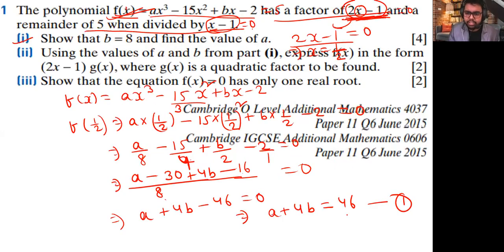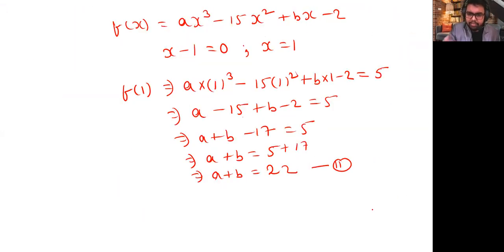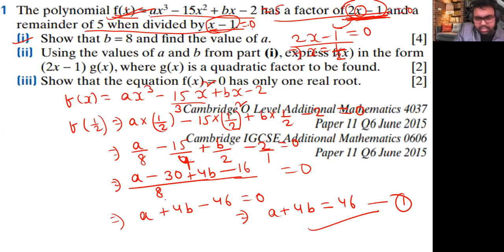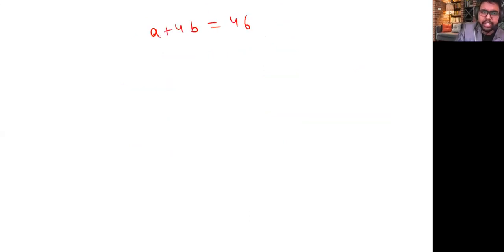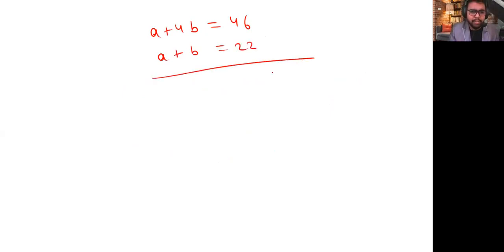Now I have two equations. I have this equation, I have this equation. Let us solve them. So I have a plus 4b is equal to 46. Yes, a plus 4b is equal to 46. And again, I have a plus b is equal to 22. With two sets of information, I got two equations. Now you might be knowing how to solve simultaneous equations. So I am going to eliminate a this time.